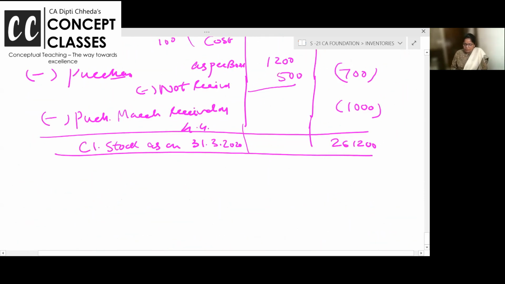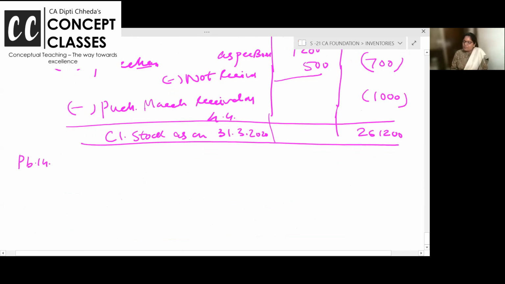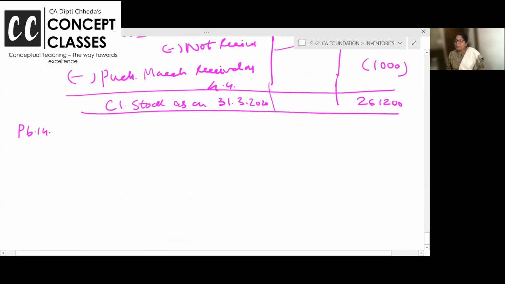कैसे भी लॉजिक से करो, बट वर्किंग पूरा बताना है आपको. दैट इज इम्पोर्टेंट. प्रॉब्लम नंबर 14. We'll make a trading account. I'll show you.